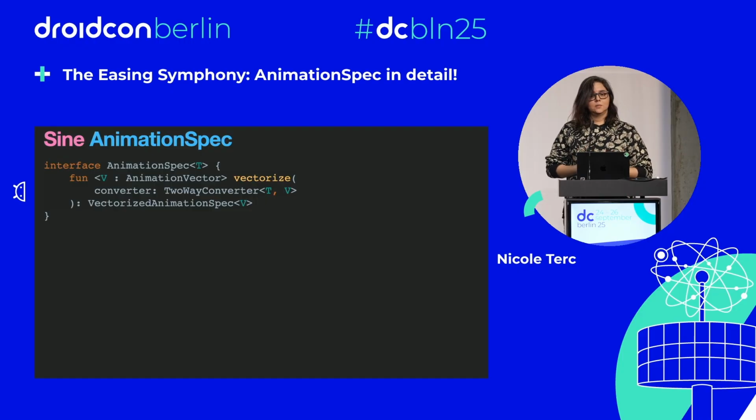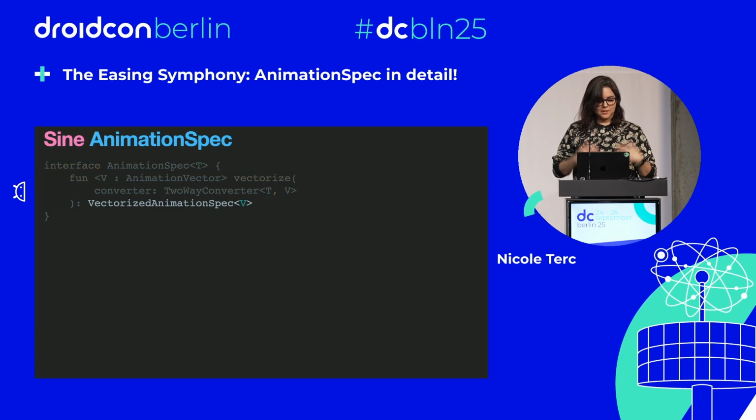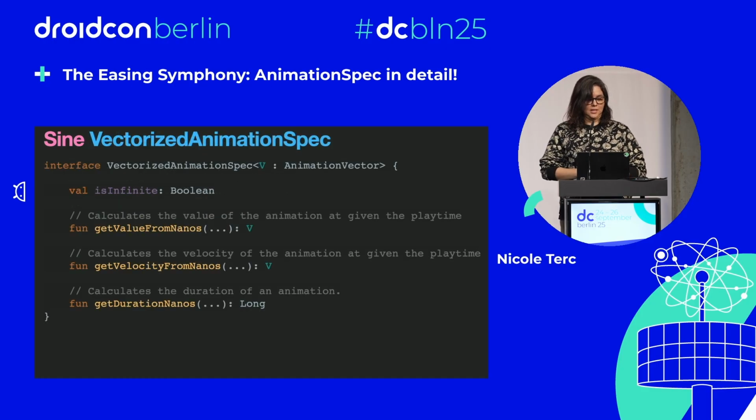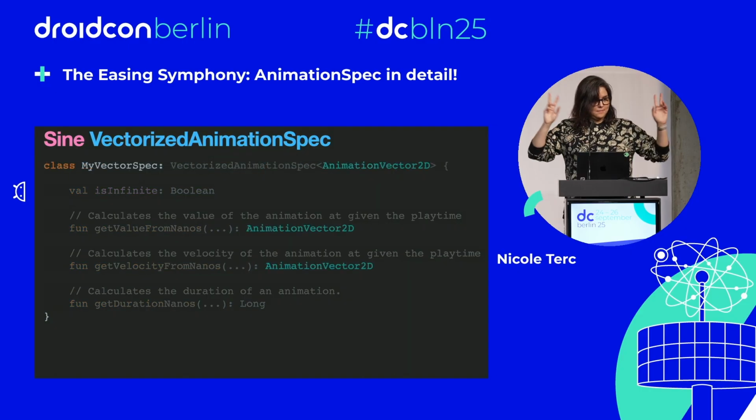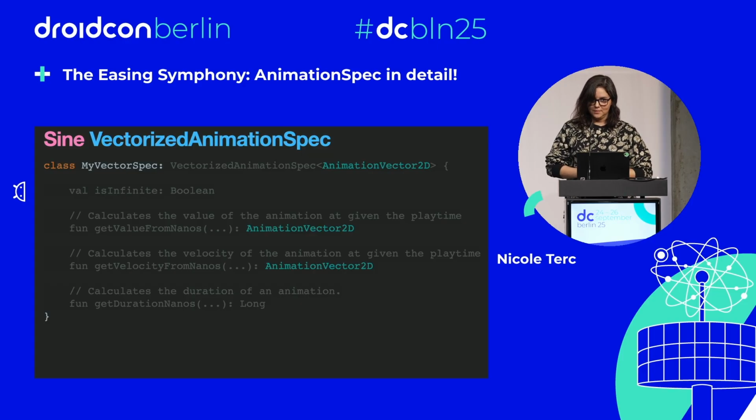In order to start, we again need to go back to our interface, which as we saw is basically just a container for our vectorized animation spec. So I guess we should start with that sine vectorized animation spec first. And since I already mentioned that this is going to be a 2D animation spec, we need to start creating our MyVectorSpec. Again, naming is hard. And instead of returning a vector, we're going to return an AnimationVector2D. Because I said I was going to work in 2D. Don't worry, there are a lot of them. You don't need to start with this.